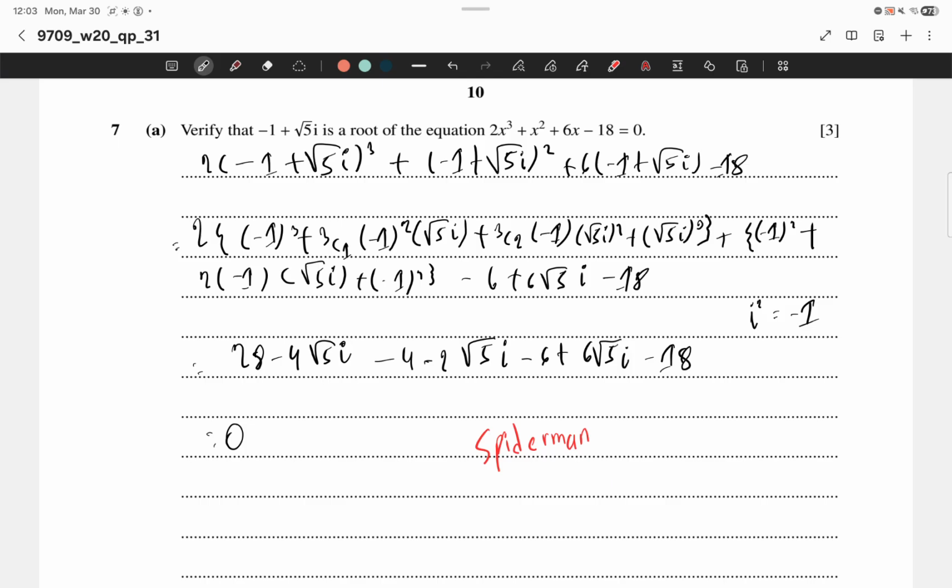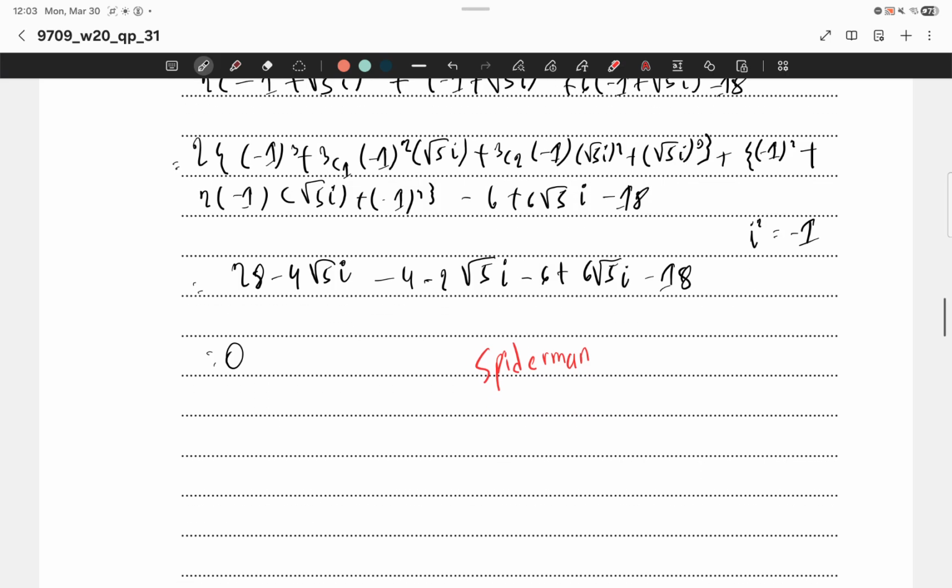But if you guys have time and if you guys want to be safe, just expand it properly. And the question does not even say do not use a calculator. So what's the point of using a calculator if we need to expand it and write the values manually? Yeah, so that's it.